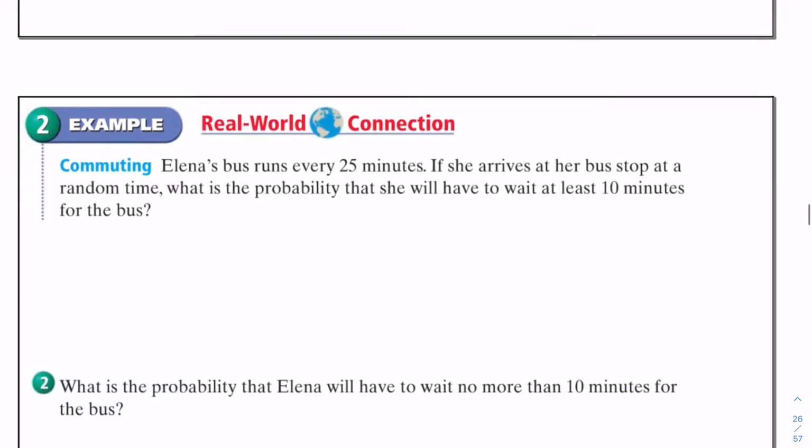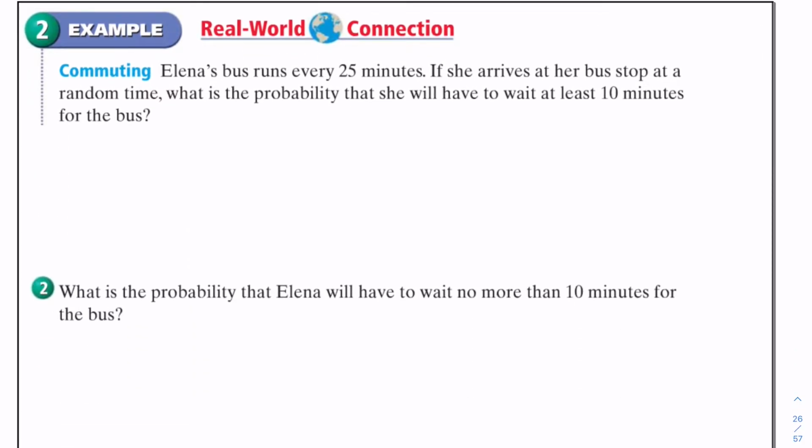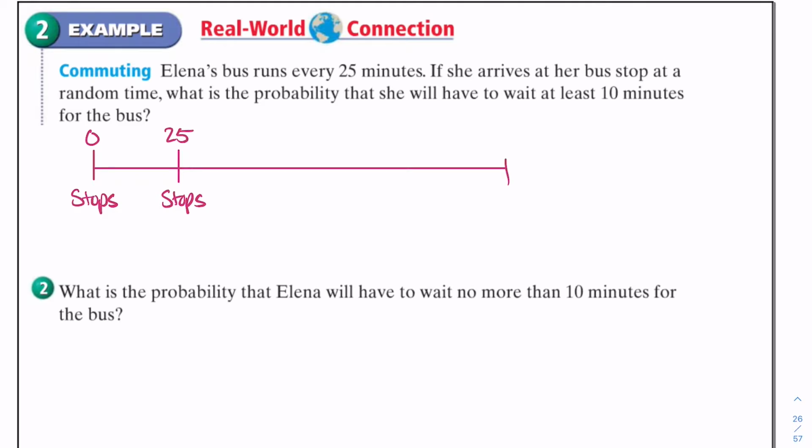All right, next one. Elena's bus runs every 25 minutes. Okay, so let me draw the bus schedule. Let's say the bus runs every 25 minutes. I'm just going to put this on a number line. So it's at time 0, it stops at their bus stop. And here's another one, 25 minutes later. It stops at 25, and then it's going to stop again. Just going to bring that over a little bit, trying to make it equidistant here. So it's 50 minutes, 75 minutes, and so on.